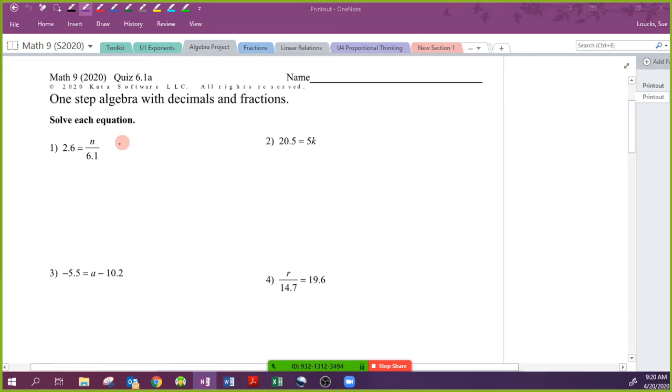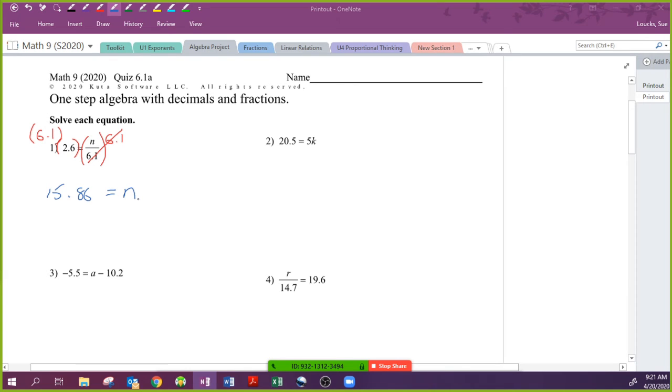So for question 1, remember I like to use 2 colors when I'm doing algebra. One shows me what I did. I want to get rid of the 6.1, so I'm going to multiply the right side by 6.1 and the left side by 6.1, and those cross out. Then I use a different color to show what I have. What I have now is 15.86 on the right side, and n on the left side. So that's my answer.